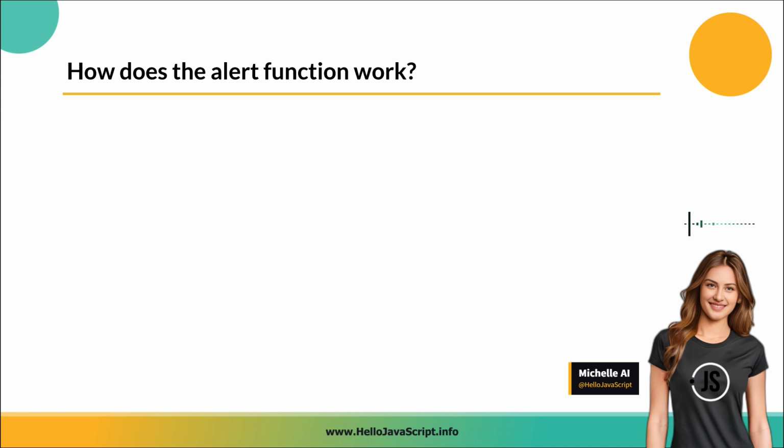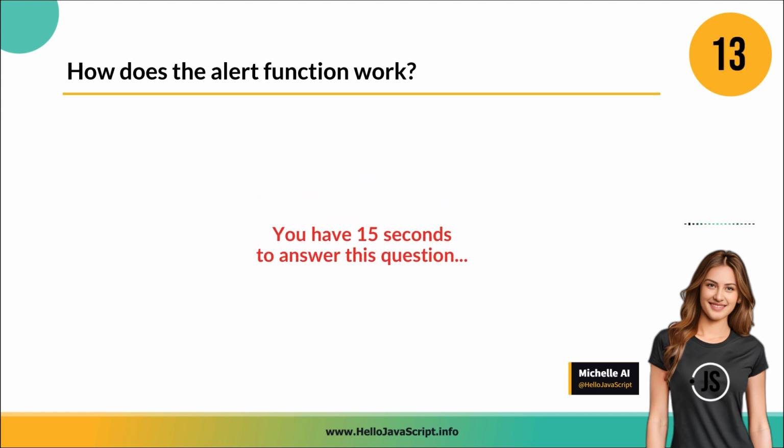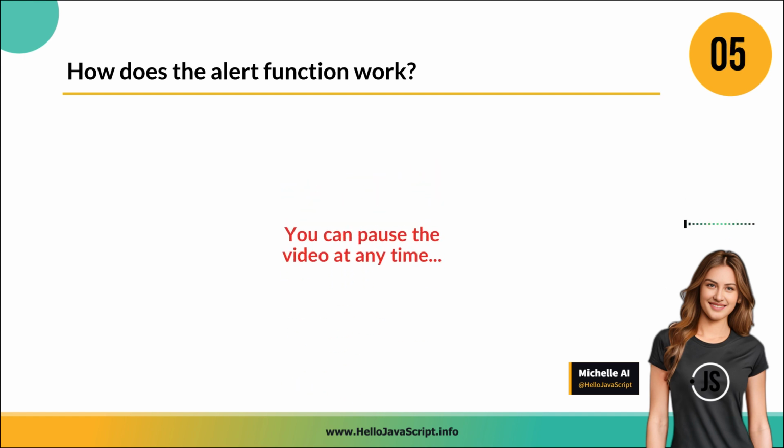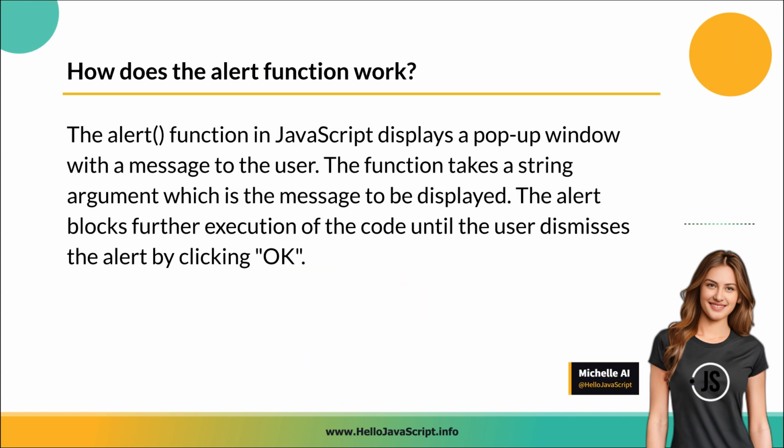How does the alert function work? The interview response is: the alert function, in JavaScript, displays a pop-up window with a message to the user. The function takes a string argument, which is the message to be displayed. The alert blocks further execution of the code until the user dismisses the alert by clicking OK.